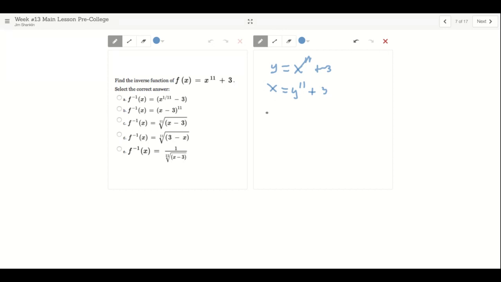So I want to get y by itself. So I'm going to subtract off 3. So x minus 3 is equal to y to the 11th. Well, the only way to get rid of a power is to do a root. Well, you can do a root of any power. So I'm just going to take the 11th root of both sides. And that will cross off that 11th power. So the 11th root of x minus 3 is my inverse function. So that wasn't too bad. Yep, take the 11th root.